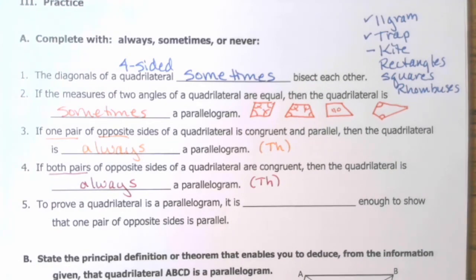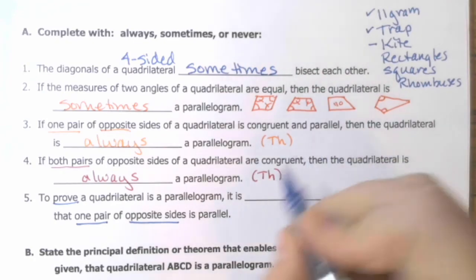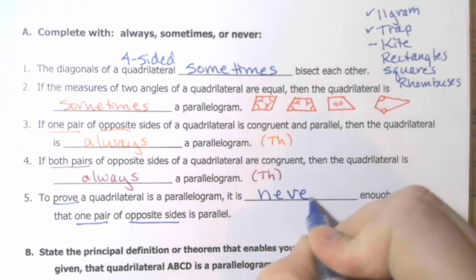And number 5, to prove a quadrilateral is a parallelogram, it is blank enough to show that one pair of opposite sides is parallel. So the question is, is there any theorem that says that one pair of opposite sides being parallel and nothing else is enough? Well, there isn't. One pair can be parallel and congruent, or two pairs parallel, but just one pair being parallel is not enough information. So that one would be a never.